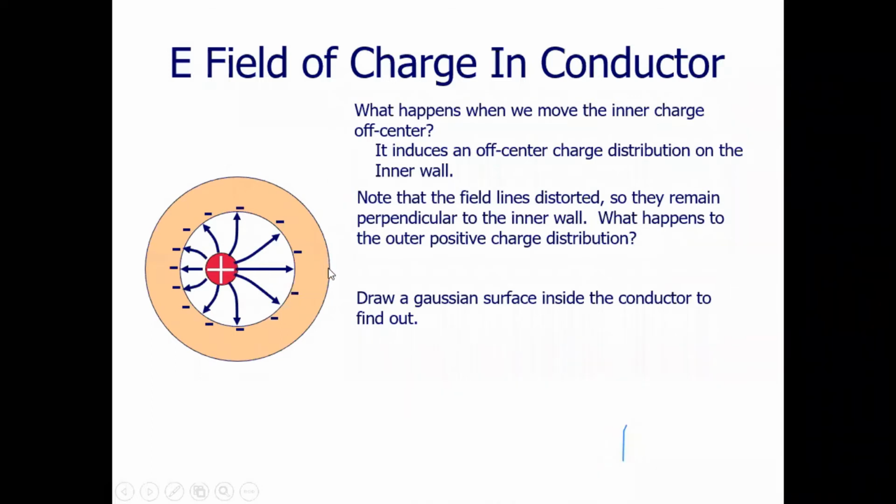Okay, so in order for us to understand what will happen, let us draw a Gaussian surface inside the conductor. So we draw a Gaussian surface somewhere here inside the conductor so that it encloses all this charge that is here. Okay, so that is the Gaussian surface. It covers all the charge that is here.